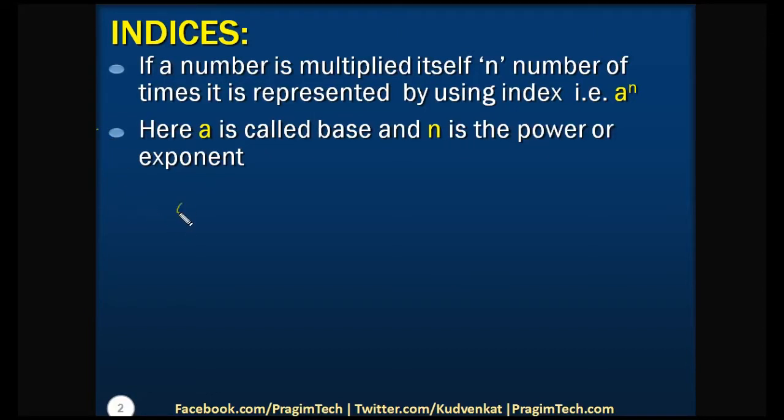If a number 3 is multiplied by itself 6 times, that is 3 into 3 into 3 into 3 into 3 into 3, we can represent it like this, or we can also represent the same 3 multiplied by itself by using indices as 3 to the power of 6, right? Here 3 is called base and 6 is called exponent, or we can also say it as power. So that means when a number is multiplied by itself, we'll represent it by using index.